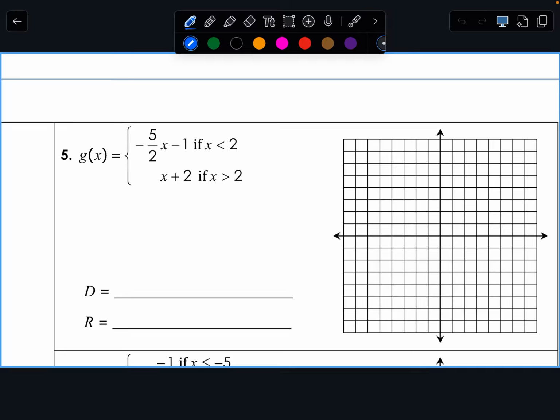So what we're going to do today is talk about how to graph a piecewise function. We're going to do a couple of examples to show you how this works, and then hopefully this will help you do problems like this in the future.